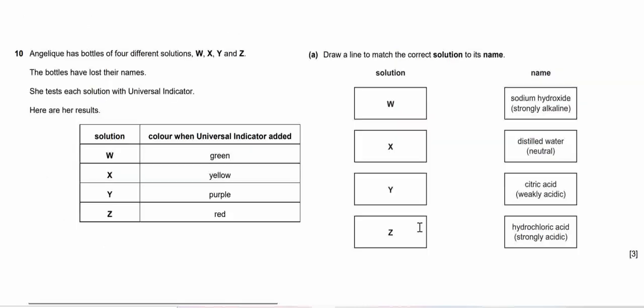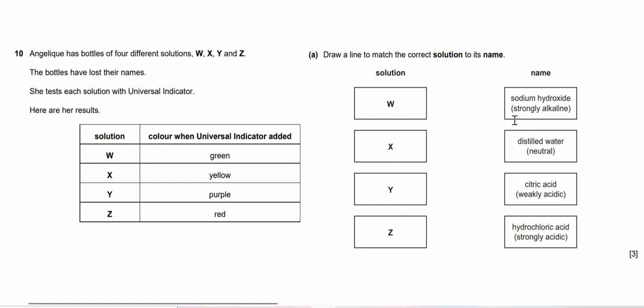Let's move on. Right, we are in 10A. Angelique has bottles of 4 different solutions, W, X, Y, Z. The bottles have lost their names. She tests each solution with universal indicator. Here are her results. Solution W, X, Y, Z. Color when universal indicator added: green, yellow, purple, red. Question A. Draw a line to match the correct solution to its name.